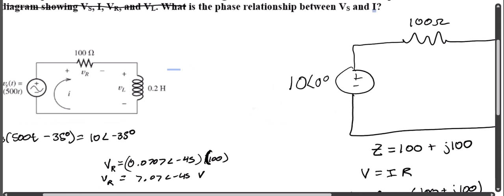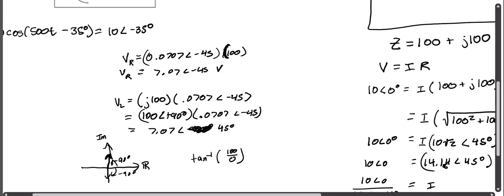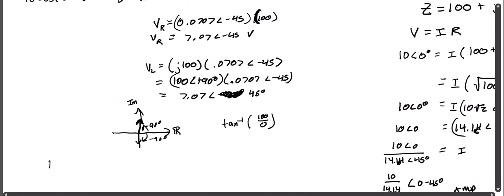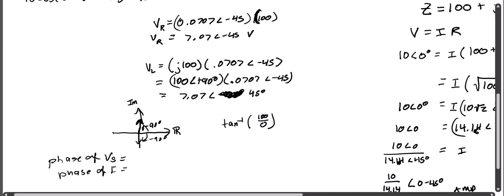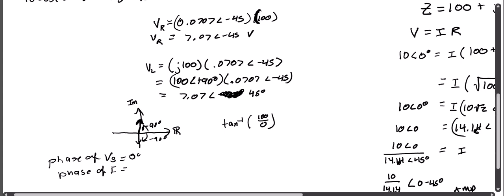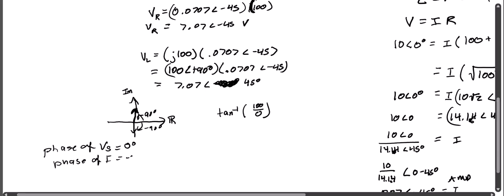Okay, was there anything else to do with this? What is the relationship between VS and I? What is the phase of VS? It's just angle 0, so the 0 is the phase. And the phase of the current is negative 45 degrees.